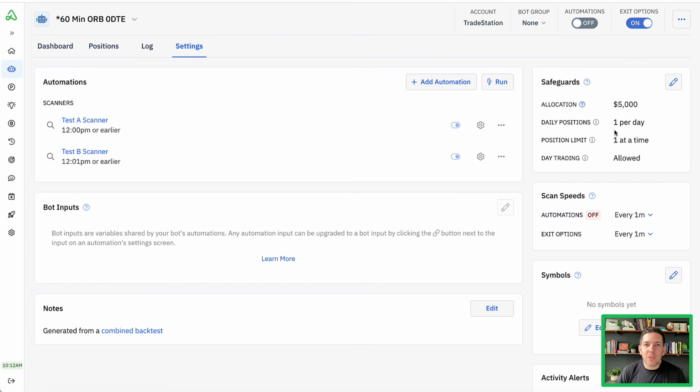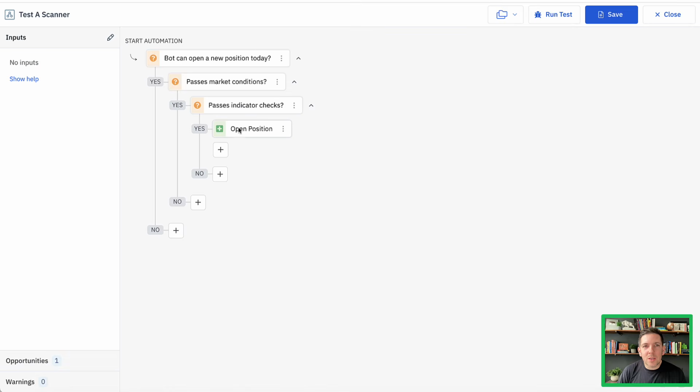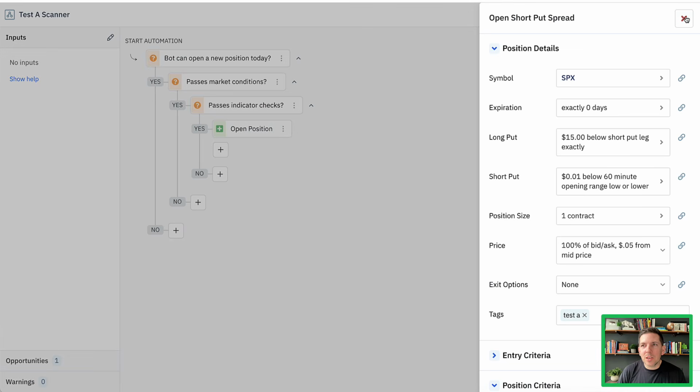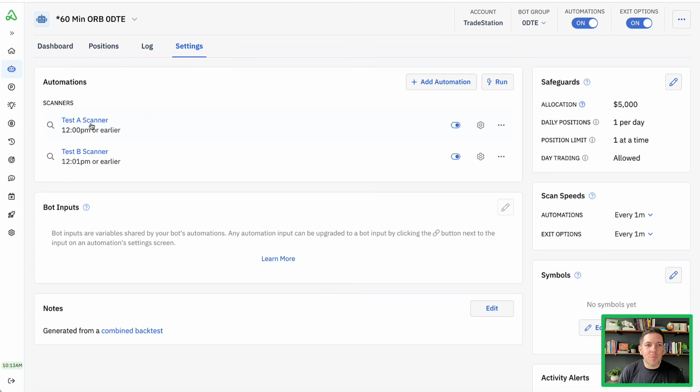Now, when you go into the bot settings, you can see that the account is connected here. I'm going to move this into my bot group, which is my 0 DTE bot group. I'm going to turn on the automations. You can see my position limits are 1 per day, 1 at any time, and day trading is allowed. Again, I don't need that right now because I'm letting it go to expiration, but it is what it is. Scanner A here is the original scanner that is going to be opening the short put spread position. So what I want to do here is rename this scanner.